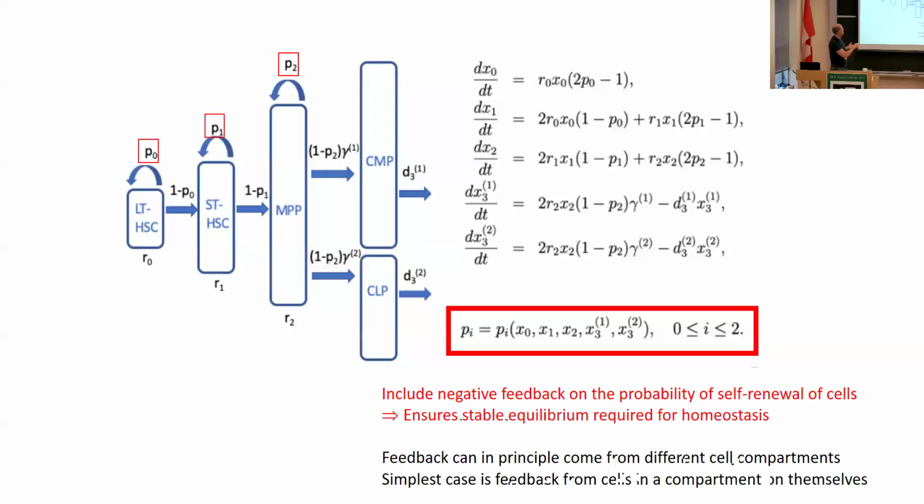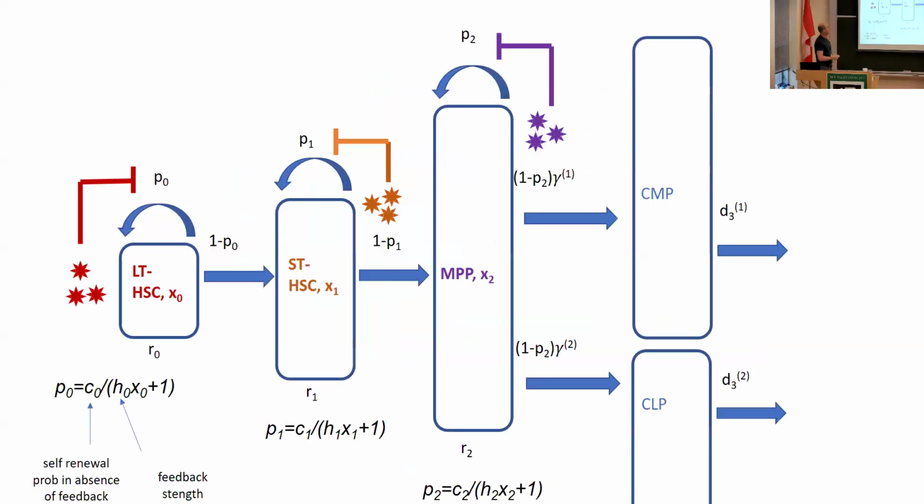In principle, all the feedback factors could be produced by any of these cell populations and feed back on any of the self-renewal rates. And we've done a general analysis, but to show you some results, I'm going to use a model that is specific and that has a specific feedback loop, and we use the simplest feedback loop where each cell population feeds back on itself. So the long-term stem cells secrete factors that reduce their own self-renewal probability. The short-term stem cells secrete feedback factors that reduce their own self-renewal probability, and so on, the MPPs as well. And that gives you a stable equilibrium, and that's what we work with.